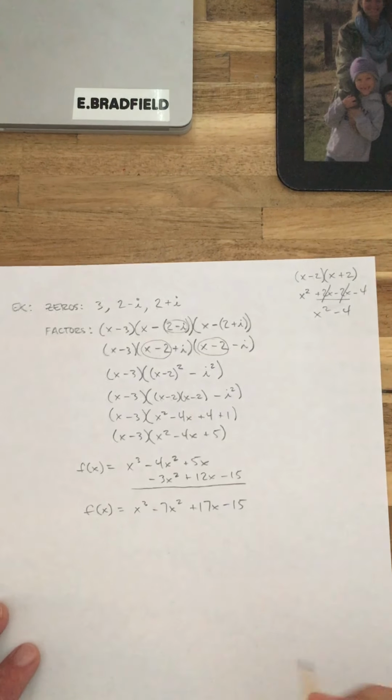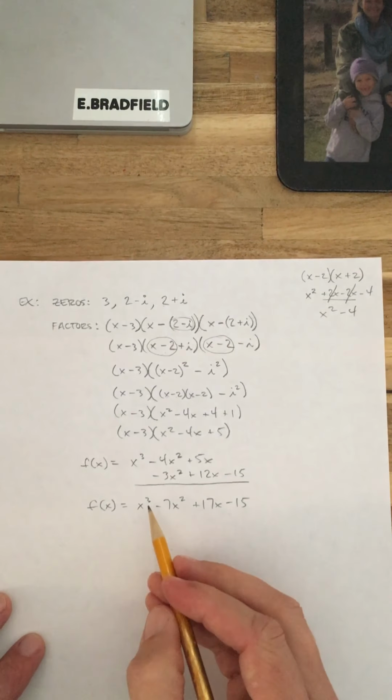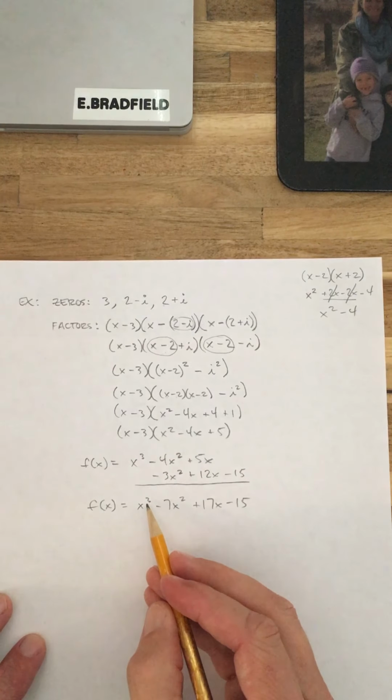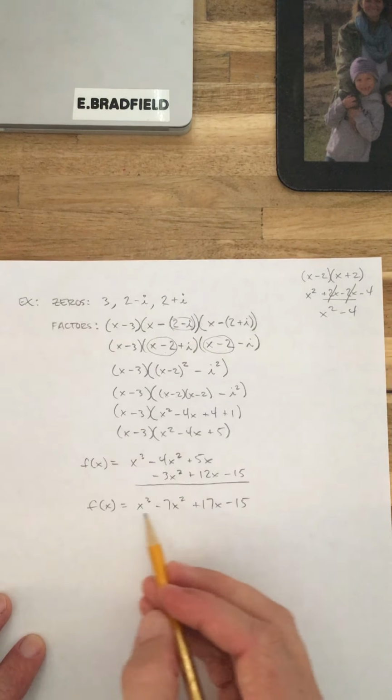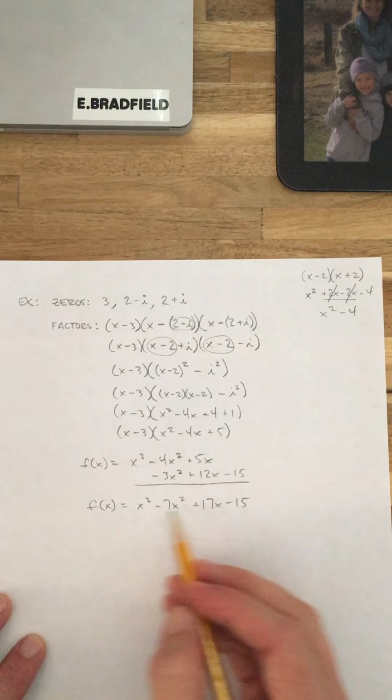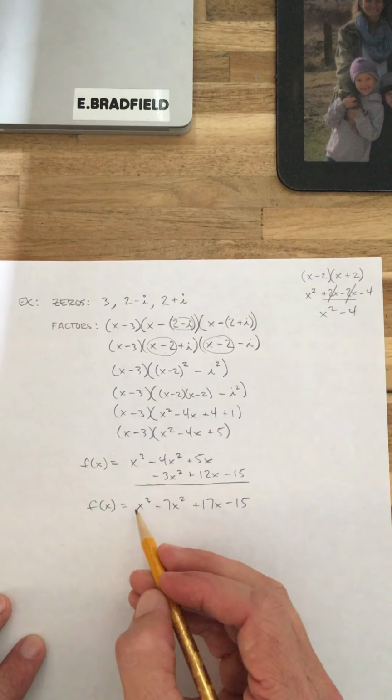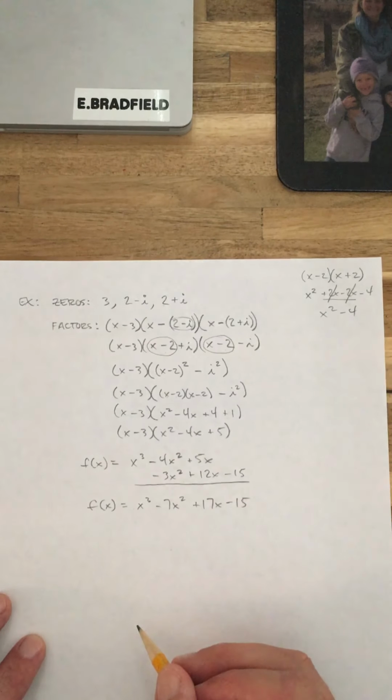And take a look. Here is my polynomial with the least degree. That's a degree of 3, okay? All of the coefficients are whole numbers or fractions, whatever. They're rational, and the leading coefficient is 1, okay? We did it. That's it.